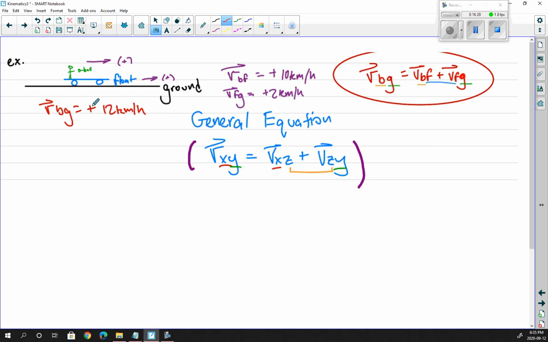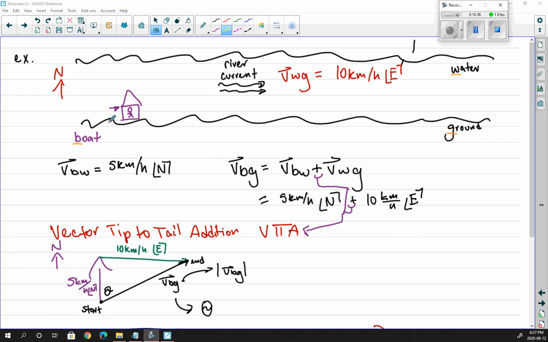Look, I put a positive sign there, a positive sign there, a positive sign there because it's a vector. I just can't write 2 kilometers per hour. That would be a scalar. There's no direction. So please keep that in mind. Okay? So here's another classic example.